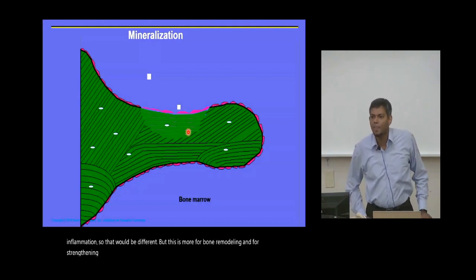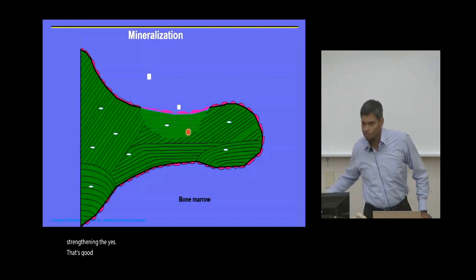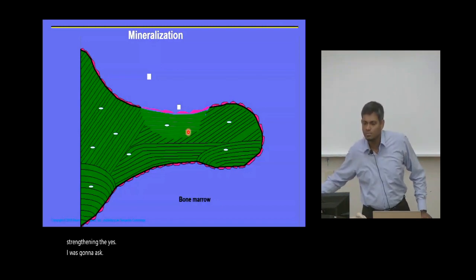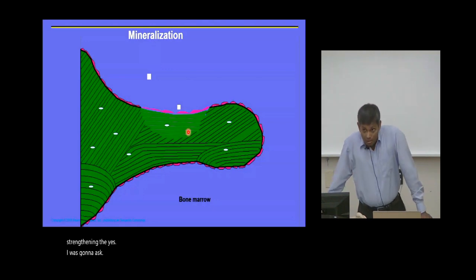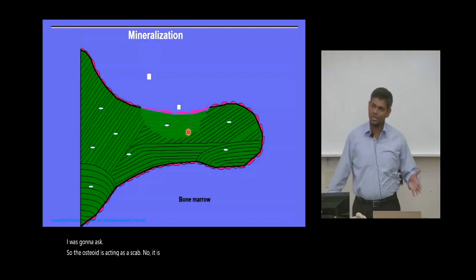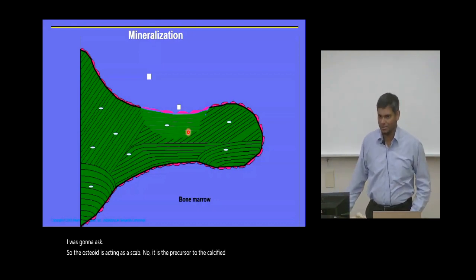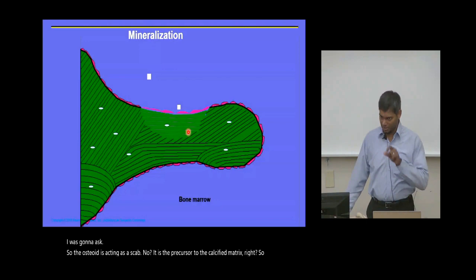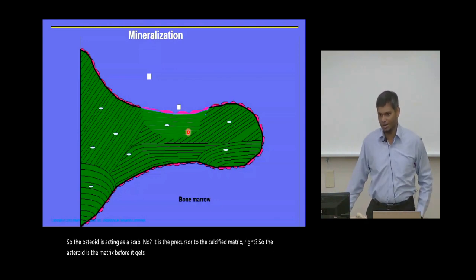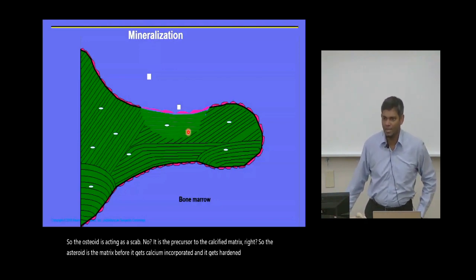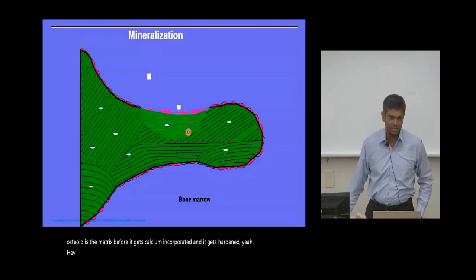Yes. I was going to ask, is the osteoid kind of like a scab of the bone? It's protecting it. So the osteoid, is it acting as a scab? No, it is the precursor to the calcified matrix, right? So the osteoid is the matrix before it gets calcium incorporated and it gets hardened. Great questions, folks. Anything else?